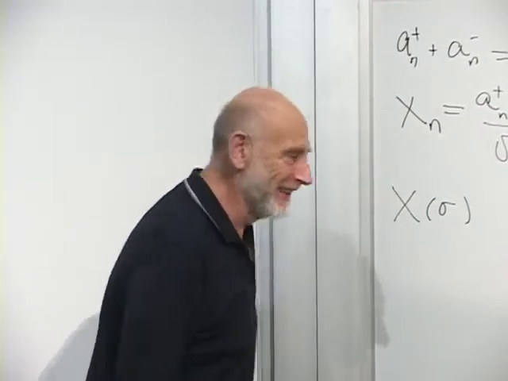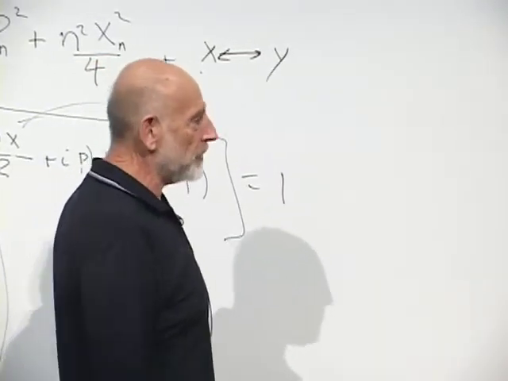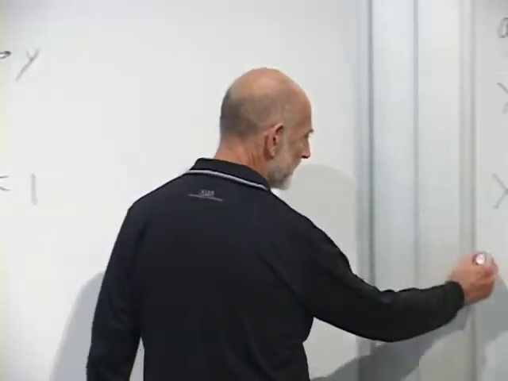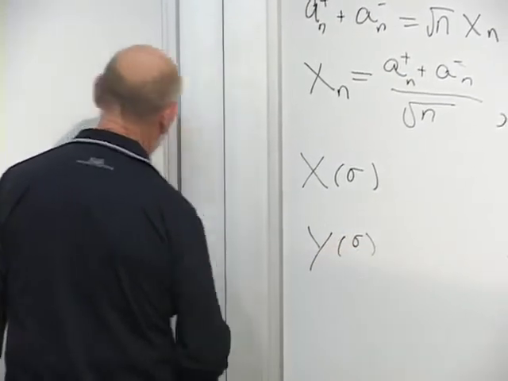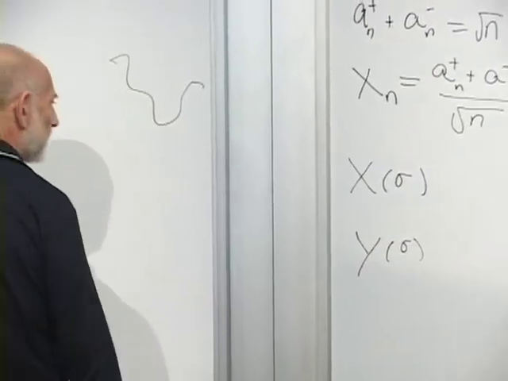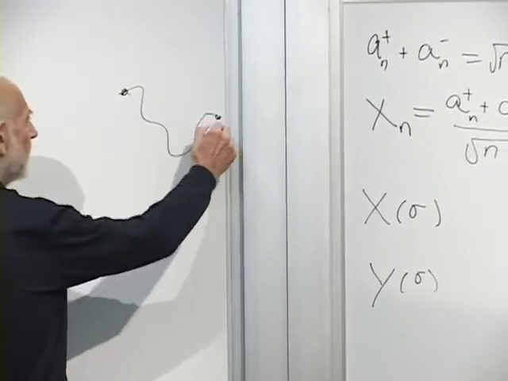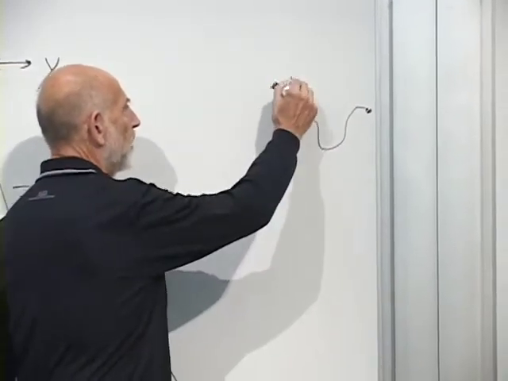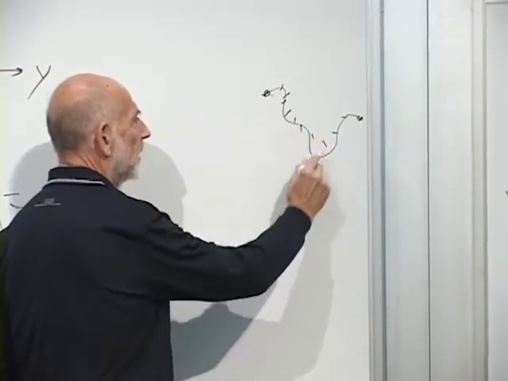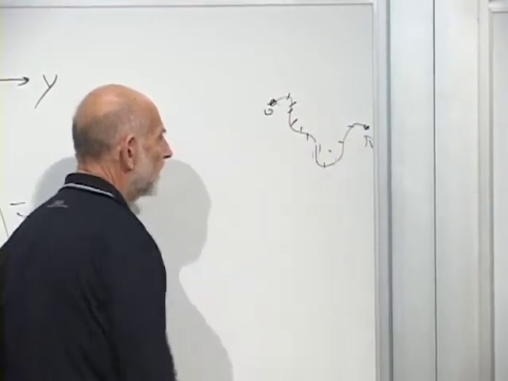Yeah, okay, never mind. All right, remember what x of sigma was? X of sigma and y of sigma. We have a string moving around in the xy plane, looking at it, moving down the axis. It has ends, and along the string, we invent a parameter called sigma. Sigma goes from 0 to pi.